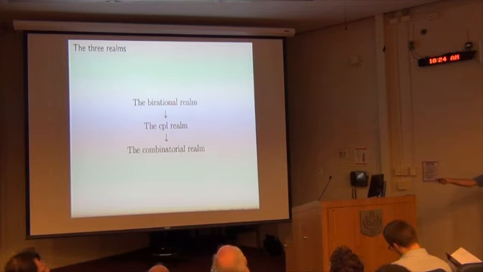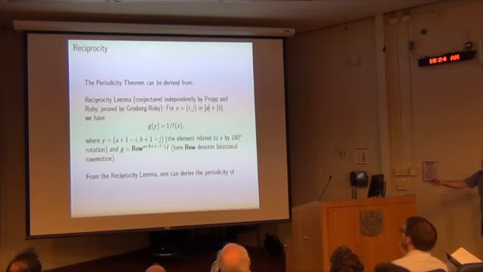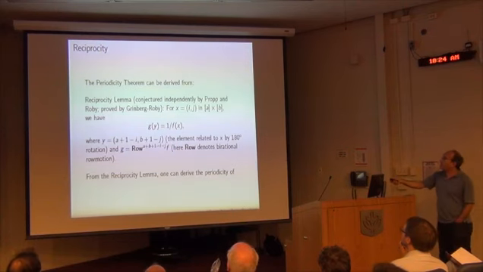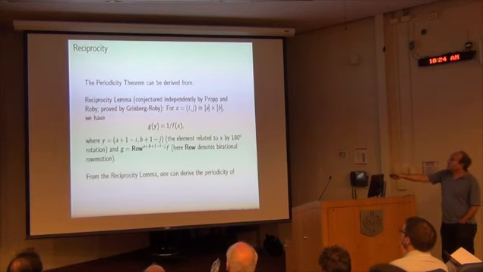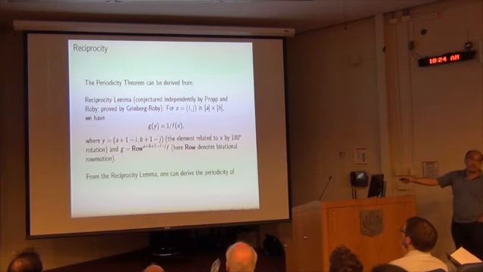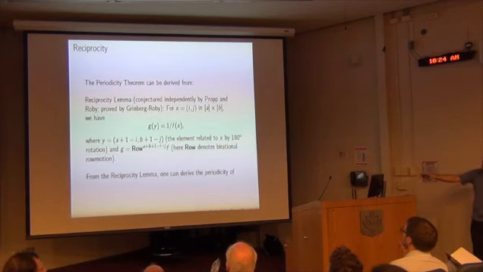Look for analogs and things up there. But the hardest part, from my point of view, of this whole setup is this reciprocity lemma. Grinberg and Roby proved the periodicity theorem and the reciprocity lemma separately. You can really derive the first from the second.